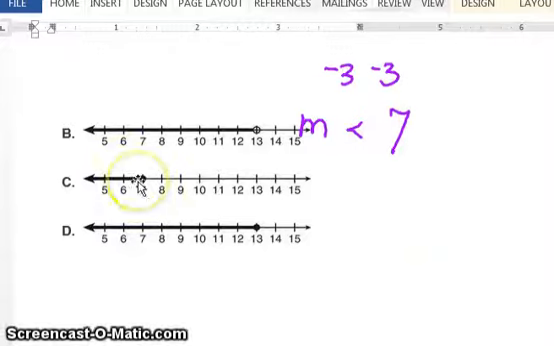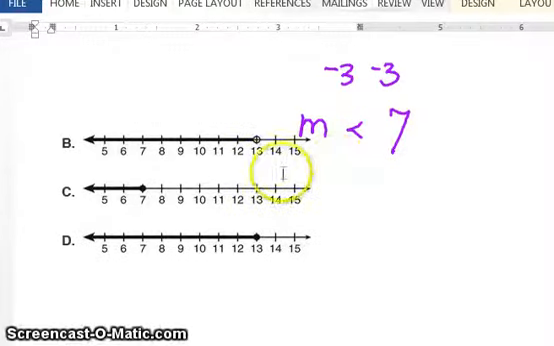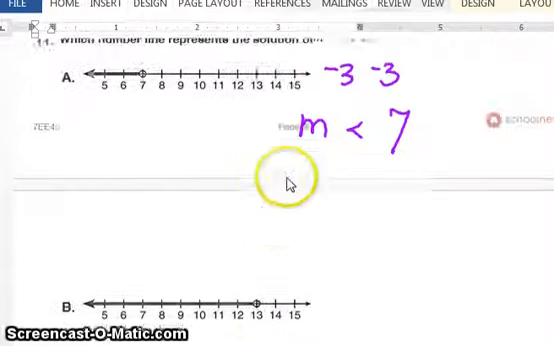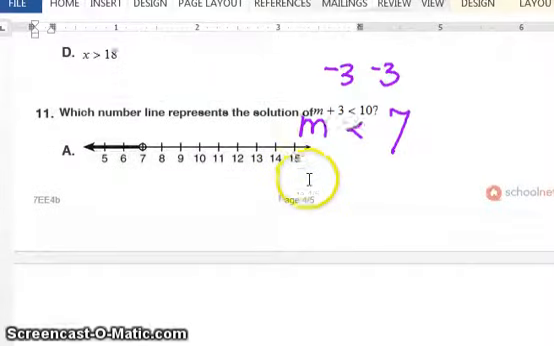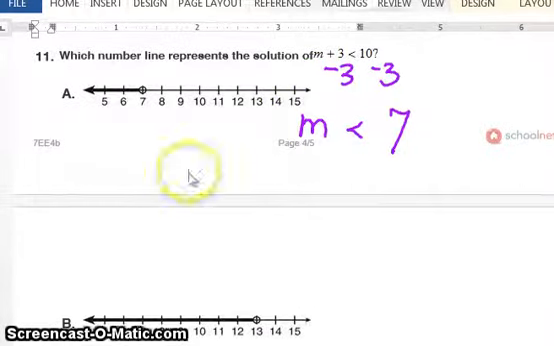We can also rule out C and D because the circles are closed, saying that 7 is a solution, and this says 7 is not. So we know our circle should be open at 7, and that's all we really need to know to correctly answer this. Notice this number should be smaller because the little point is on the left side, so this number should be smaller than 7.